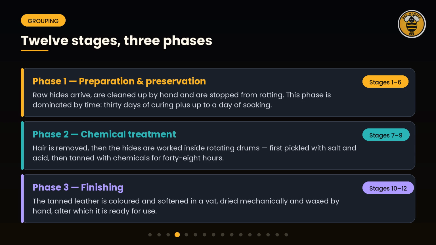12 stages is far too many to describe one by one, so group them. Stages 1 to 6 prepare and preserve the raw hides. Stages 7 to 9 are the chemical treatments inside rotating drums. Stages 10 to 12 finish and protect the leather. 3 groups. That grouping becomes your overview and your paragraph plan at the same time.